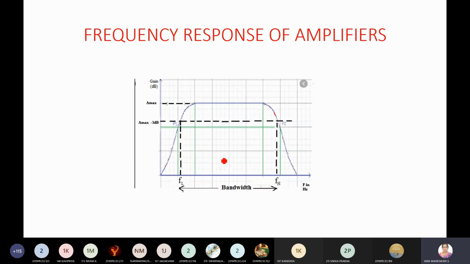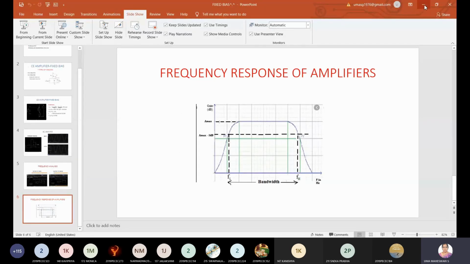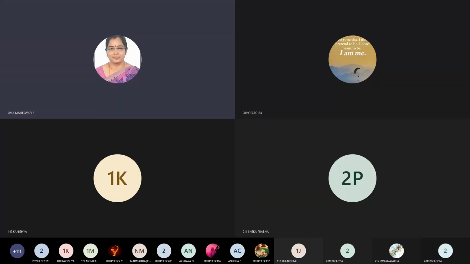Clear, girls? So using everycircuit.com, we took a fixed bias common emitter amplifier. We analyzed the waveform with the DC values. We analyzed the waveform with respect to time, and we have analyzed the waveform with respect to frequency also.